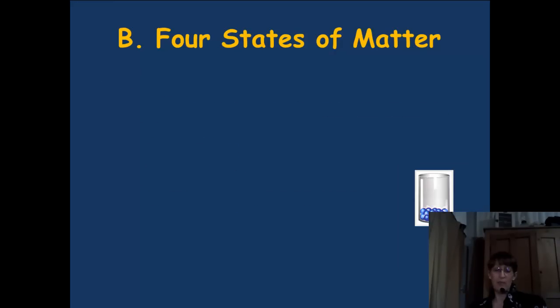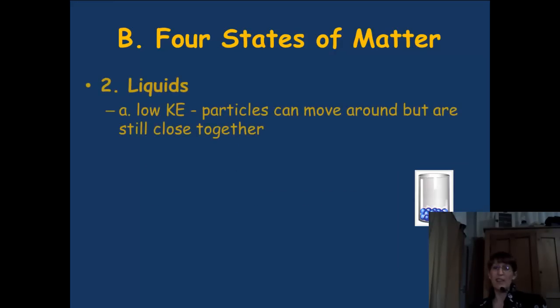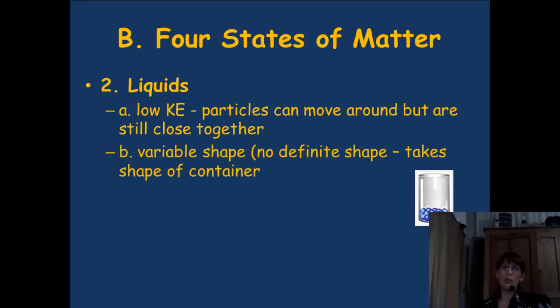The second state of matter would be the liquids. They have a low kinetic energy also. They have a greater range of motion, so they're not just vibrating against each other. They're sliding around but in constant contact, so they're still really close together. They have a variable shape, which means that they don't have a definite shape. They can take the shape of whatever container you put them in. They do, however, have a fixed volume.